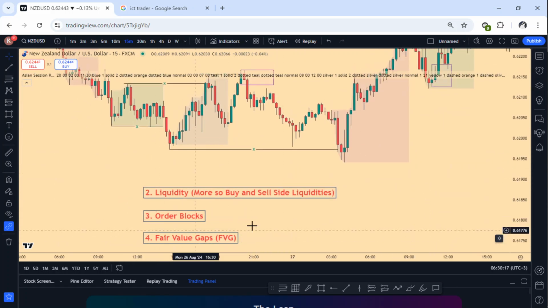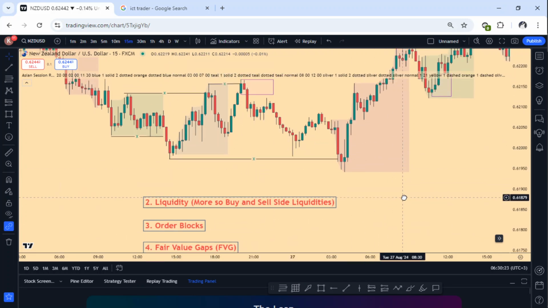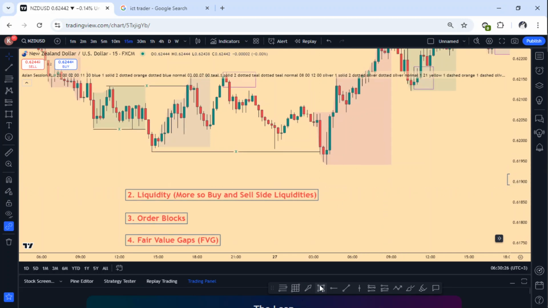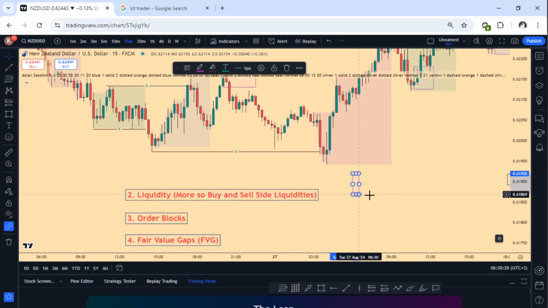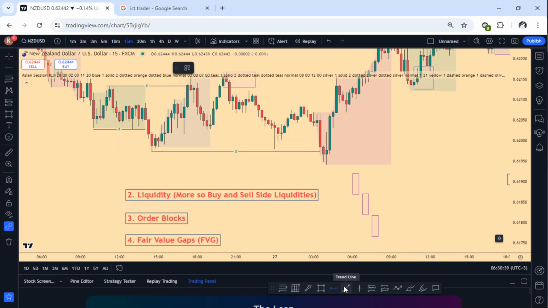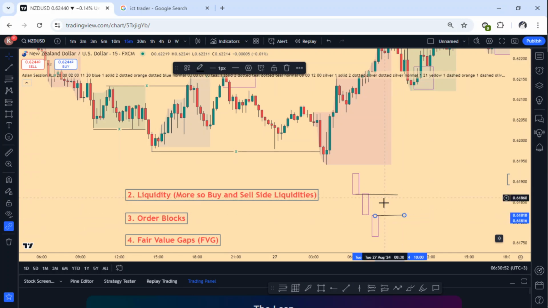Now the next part is fair value gap that you need to know as an ICT trader. Now, what is a fair value gap? Fair value gap comes in the sense of three candles. There must be three candles like that. So regardless of color, the space between the high of the first candle and the low of the third candle, that space in between, this gap is what is referred to as imbalance or fair value gap.